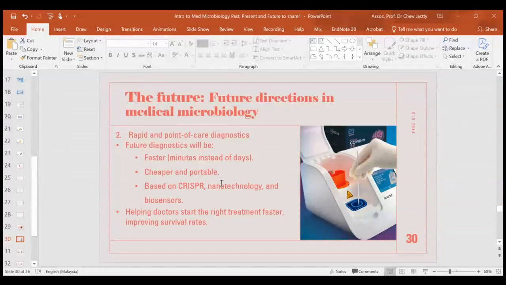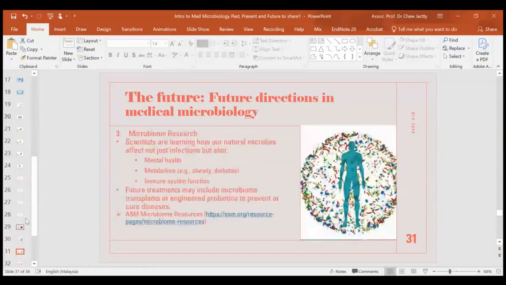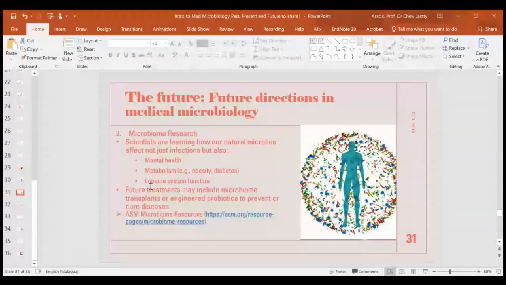So the future diagnostic should be fast, cheaper, and portable. And it should be based on CRISPR, nanotech, and biosensors. So that's the direction at the moment for all R&D. And also, for me, in the future, microbiome research is very important. Like I said just now, one of the applications of microbiome profiling is for personalized medicines in the treatment of infectious diseases. But microbiome research itself is the understanding of what microbes live on Earth.